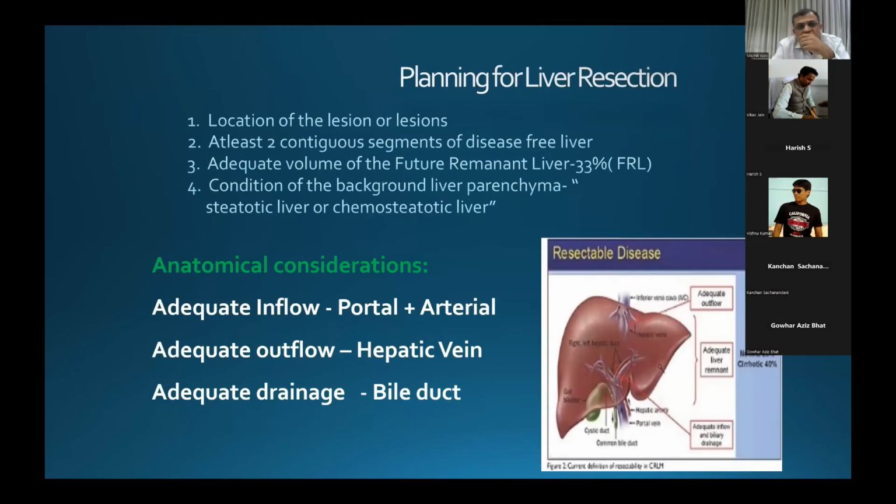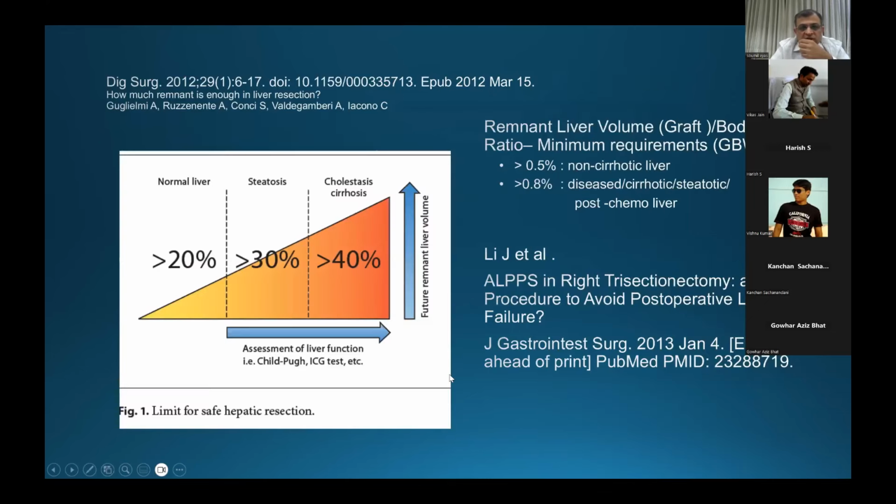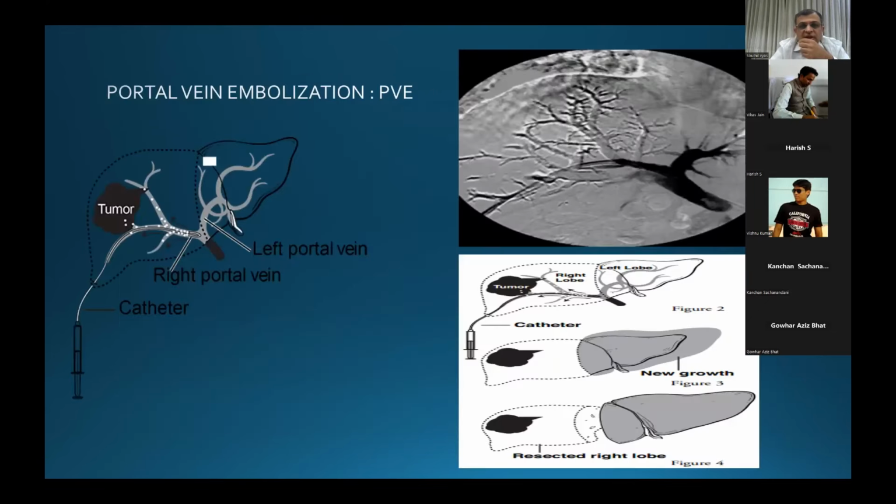So when you plan a liver resection, basically you look at where the lesions are located. You need at least 33% of remnant liver. You may need to have it greater if you are dealing with a steatotic or a chemosteatotic liver or a cirrhotic liver. And what you need is a good inflow, arterial and portal. You need an adequate outflow from the sectors which are being left back, and a good biliary drainage from the sector which is there. I think we've discussed this slide again.